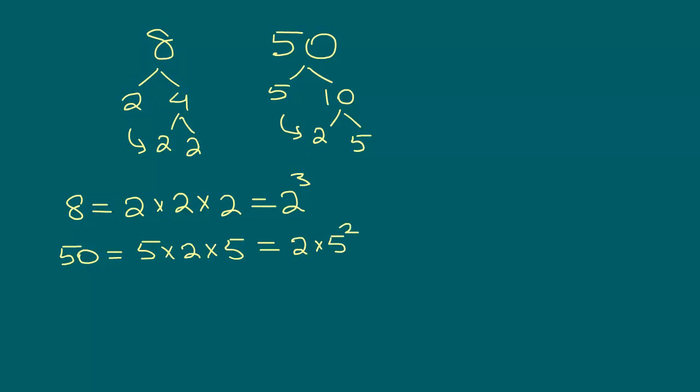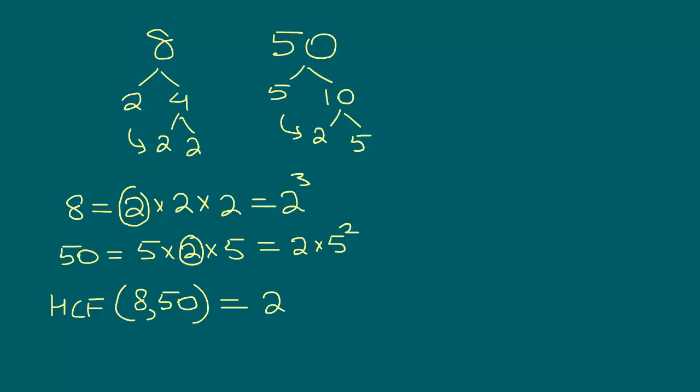Now what is the HCF of 8 and 50? HCF is the highest common factor, so we are looking for common factors. We notice that we have a 2 here and a 2 here, so one of the common factors is 2. Are there any other common factors? For 8 we are left with 2 and 2, and for 50 we are left with 5 and 5. There are no other common factors, and hence the HCF of 8 and 50 is just the number 2.